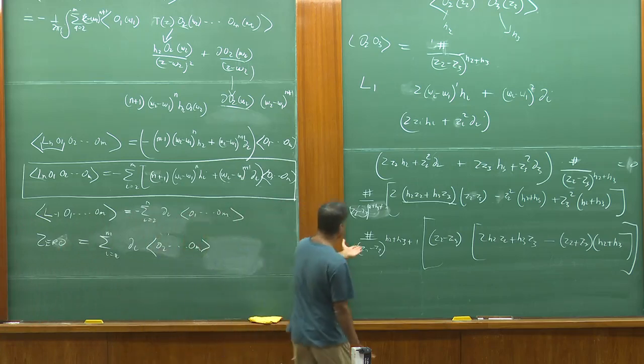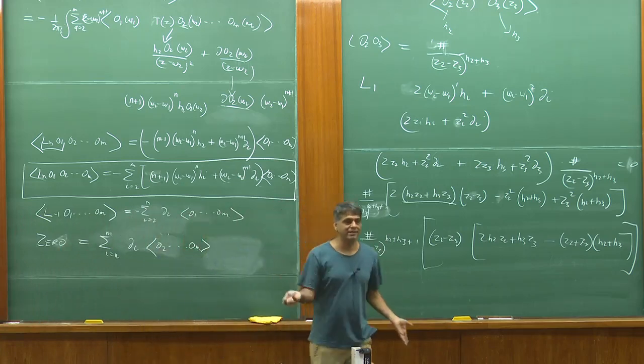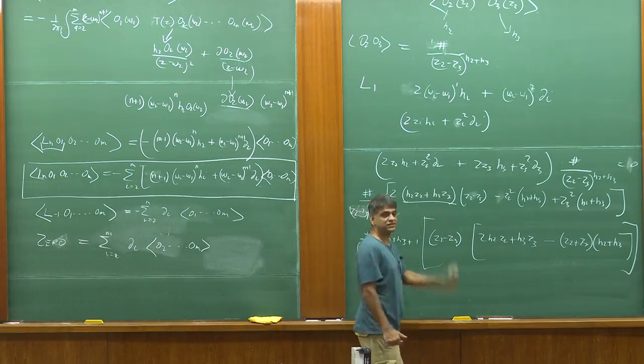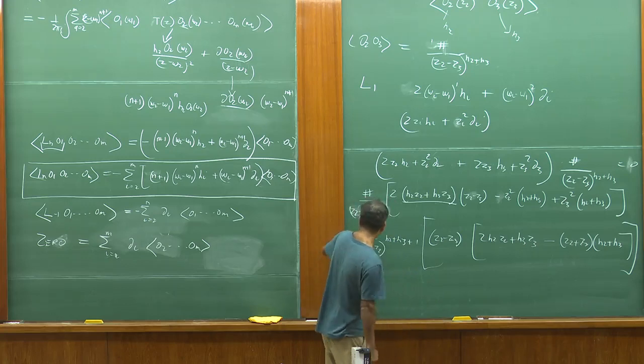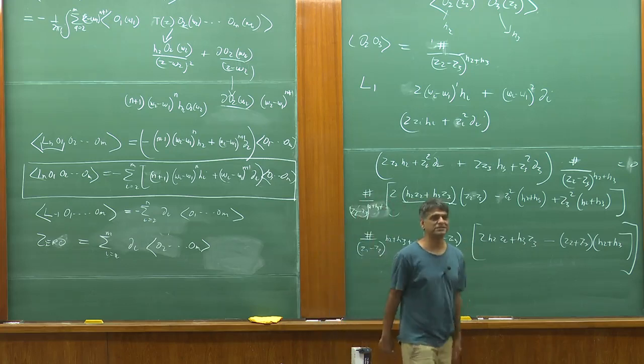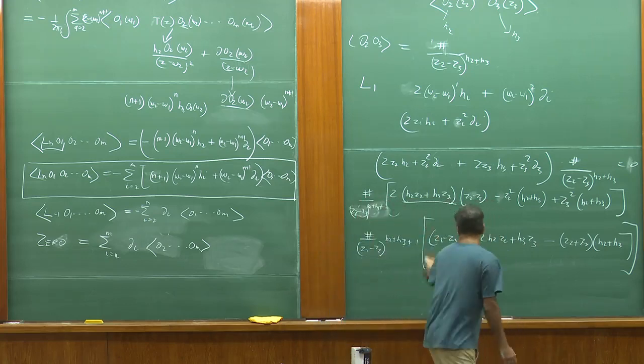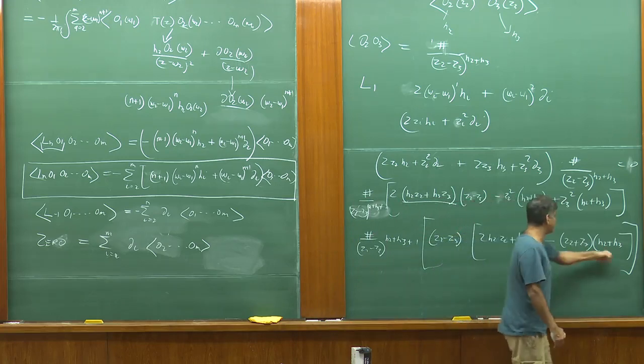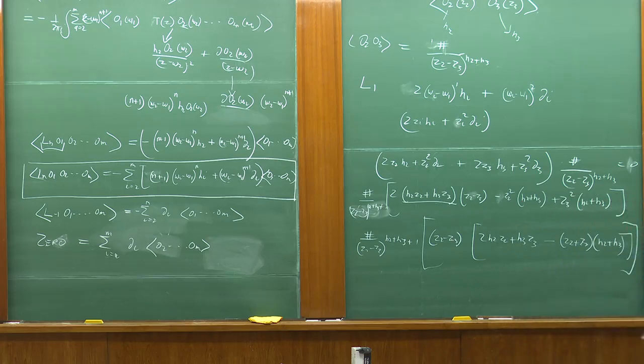Now this has to be equal to 0 for all z2 and z3. How can that work? One of the factors has to vanish. Either this number is 0, in which case the correlation function is 0. This factor is not 0 in general. So the other way it could work is if this factor was identically 0. But this factor is not identically 0. Okay?